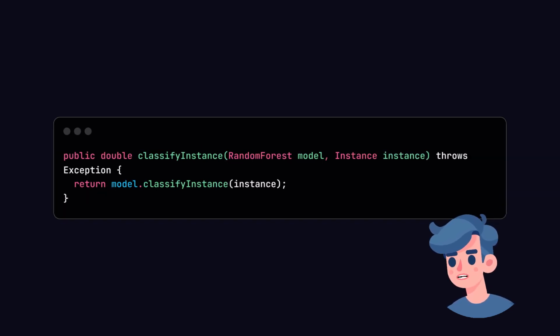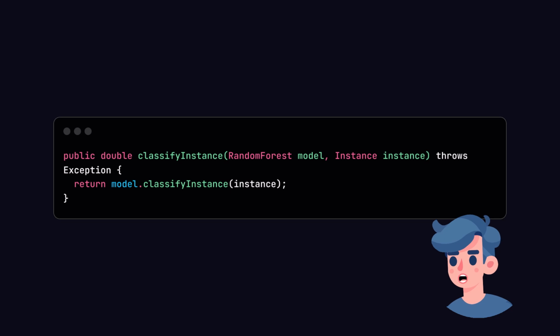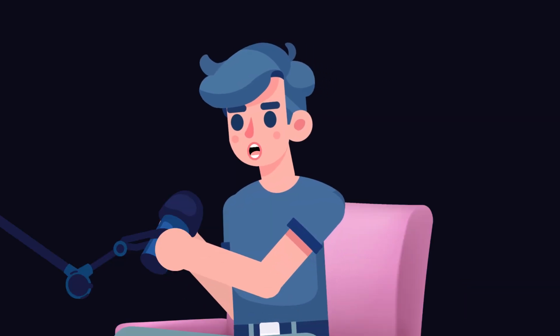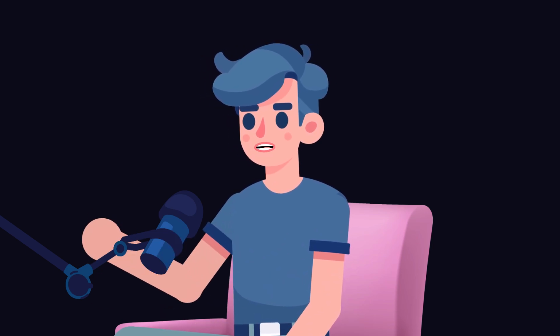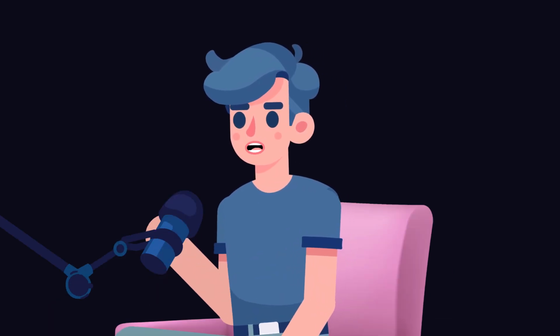Once we have trained the model, we can make predictions. Let's create a method for that as well. We'll accept an instance of data that we want to classify. Finally, let's put everything together in our main method. We will load the dataset, train our random forest model, and make predictions for some sample instances. Now that we have our complete code ready, let's run the program and see our random forest in action. This will give us the predicted classes for our samples in the Iris dataset. As we run the code, you should see the predicted classes printed out for each instance in the dataset.